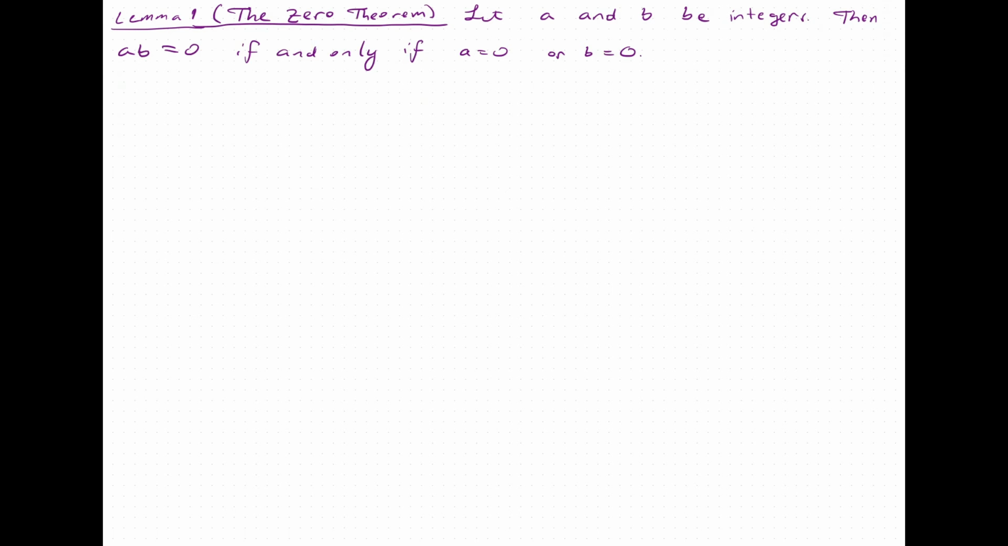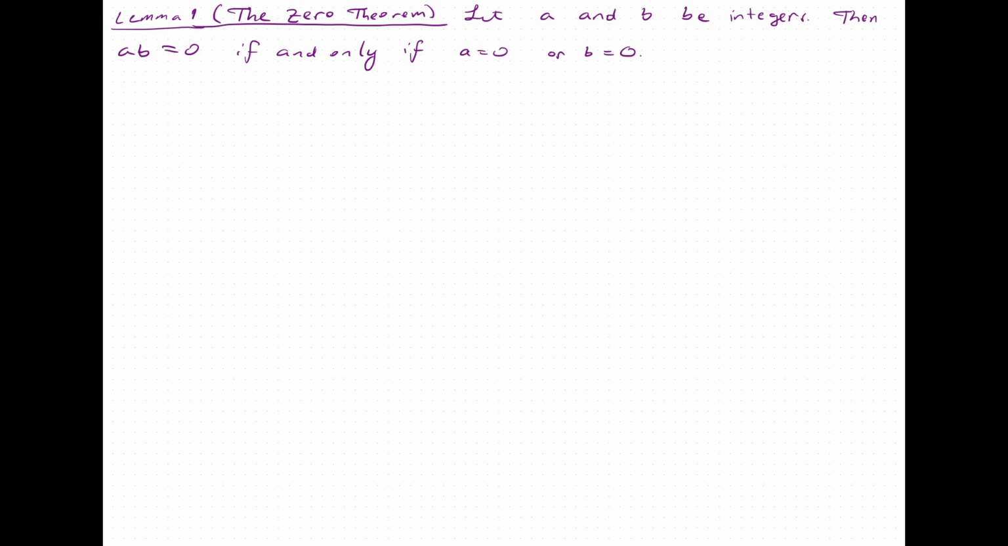So to prove the division theorem, we first need the following lemma, which is also referred to in some number theory texts as the zero theorem. And so what it says is, let a and b be integers, then a times b is equal to 0 if and only if a is equal to 0 or b is equal to 0. And this is something that we have used throughout our solutions to equations. Whenever we have a product that is equal to 0, we know one or the other is equal to 0.